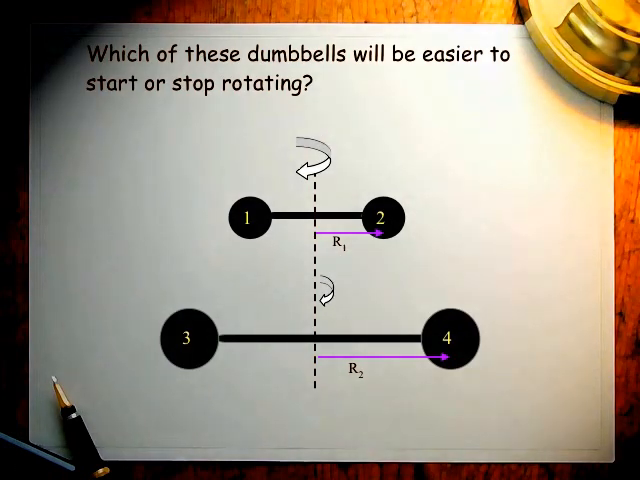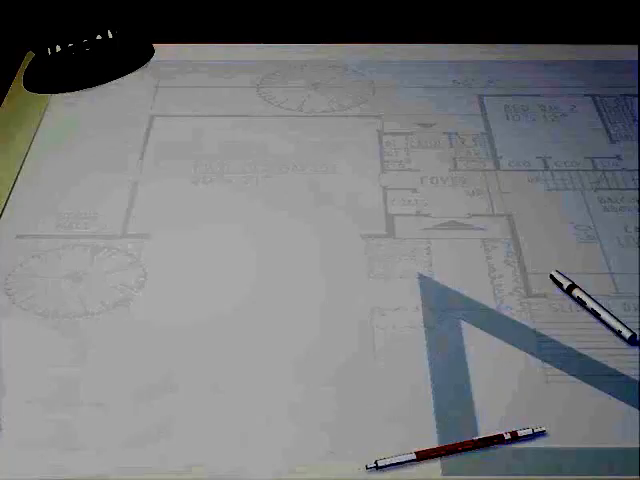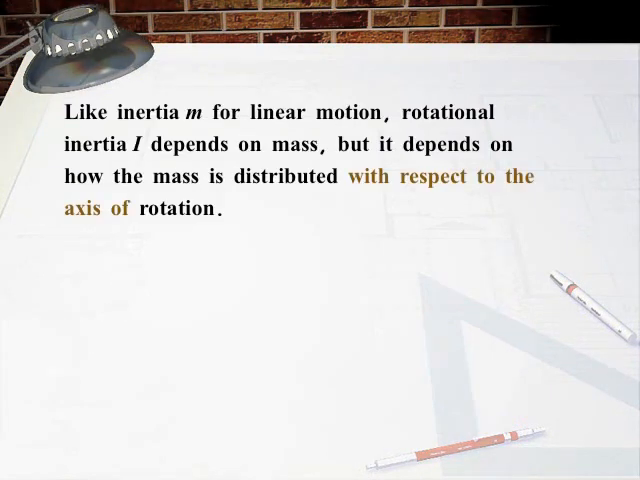Similar to inertia, mass, for linear motion, the reluctancy of an object to change its motion, speed up, slow down, or change direction. Rotational inertia, the rotational mass, I, depends on the mass, but it also depends on how the mass is distributed with respect to the axis of rotation. Rotational inertia increases with an increasing distance the bulk of the mass is from the axis of rotation. A wheel with a bulky tire has a greater tendency to remain rotating than if the mass were near the center.